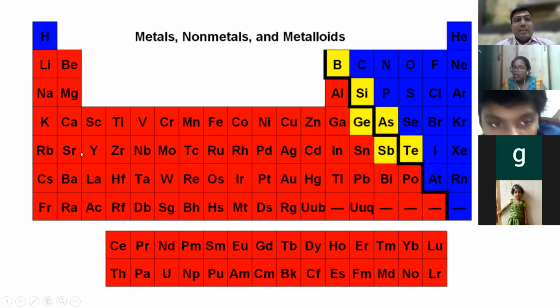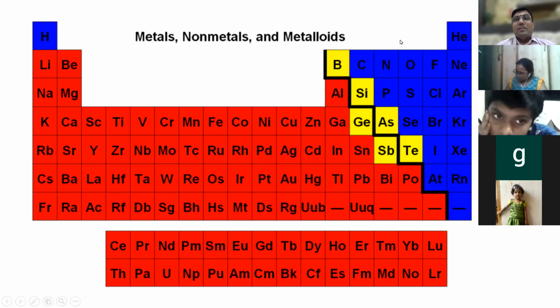So what are the red color elements? S block, F block and D block elements. Now in the P block, non-metals and metalloids are there. That is a very notable point. So in the P block, you will find metals, non-metals, and metalloids.